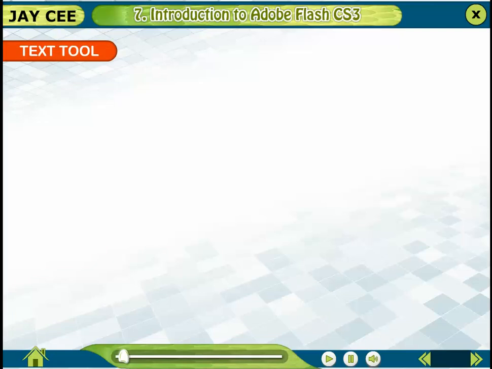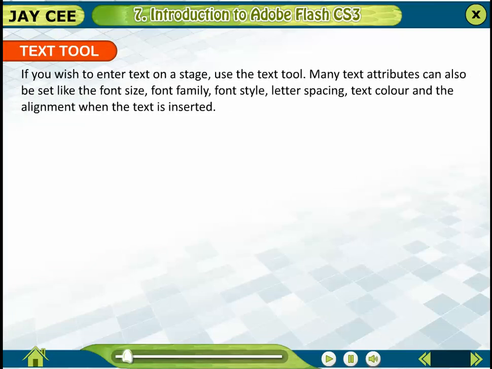Text tool. If you wish to enter text on a stage, use the text tool. Many text attributes can also be set, like the font size, font family, font style, letter spacing, text color, and the alignment when the text is inserted. Follow the steps given below to use the text tool.